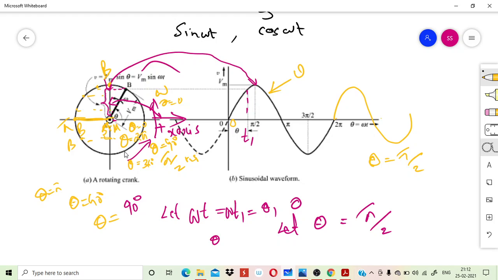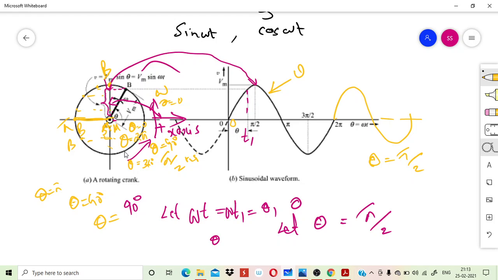Okay, then what happens to our phasor? Then the phasor also will repeat the rotation from 0 to 2 pi again. It will rotate in the anti-clockwise direction. Okay, so that is the physical meaning of the sinusoidal waveform, or sine waveform.